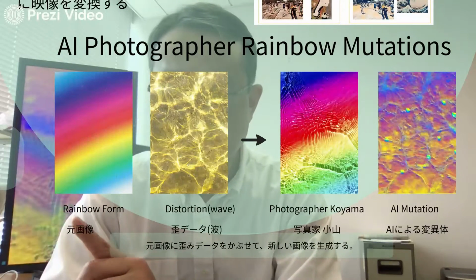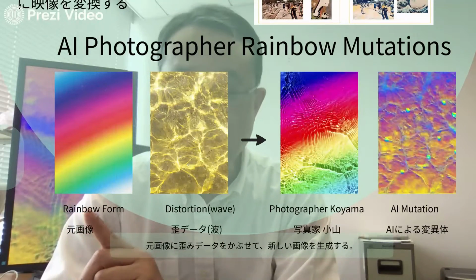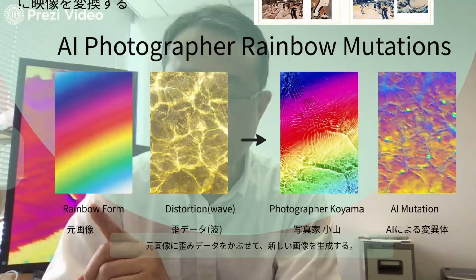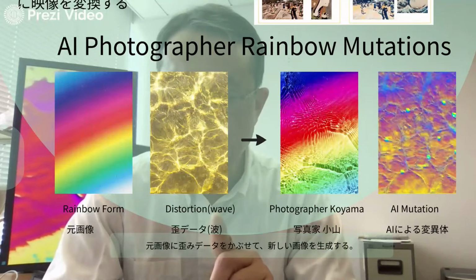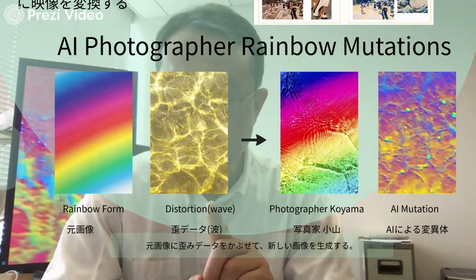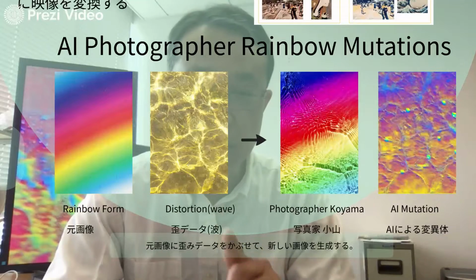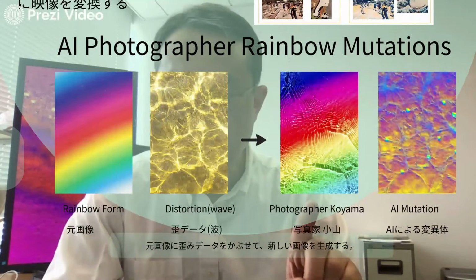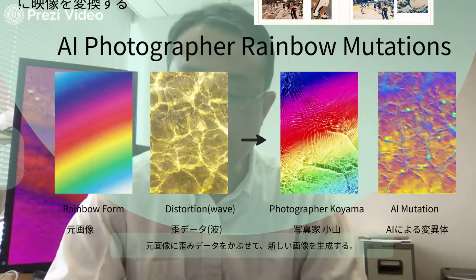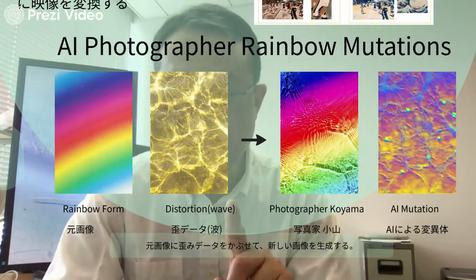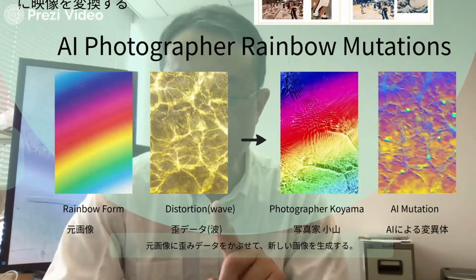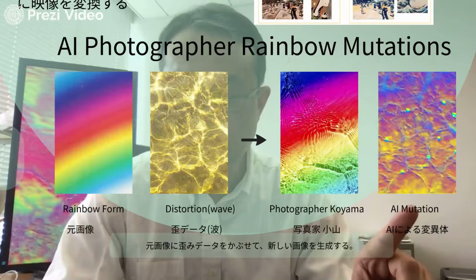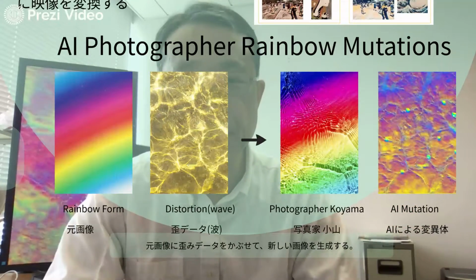The left side, rainbow form, is a source image, and photographer Koyama added form distortions, in this case waves, and produced distorted rainbow images. Similarly, AI photographer learned distortion data, many types of distortion in advance, and generates various mutations of rainbow forms.